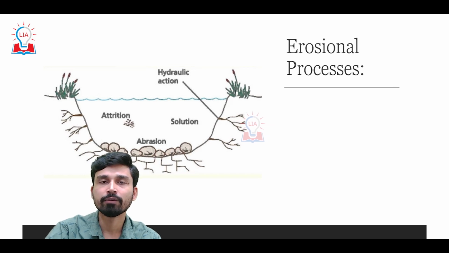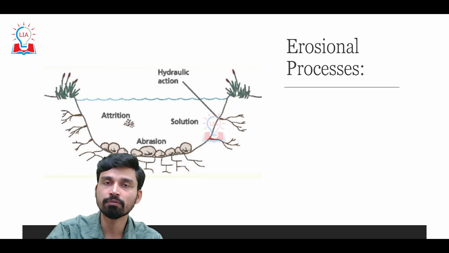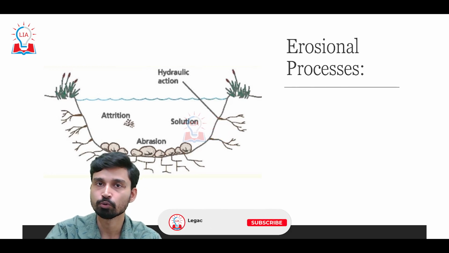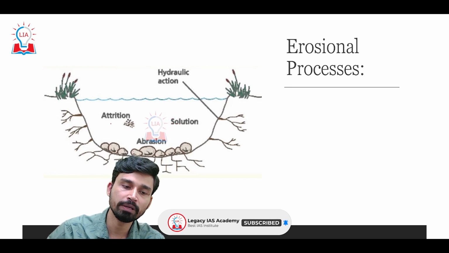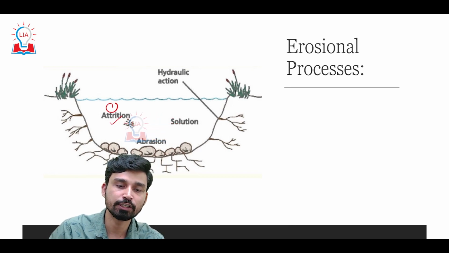First of all, let us try to understand the various types of erosional processes that a river undertakes, which lead to the development of erosional landforms. Overall, erosional processes can be differentiated into four major types. One we can call attrition.